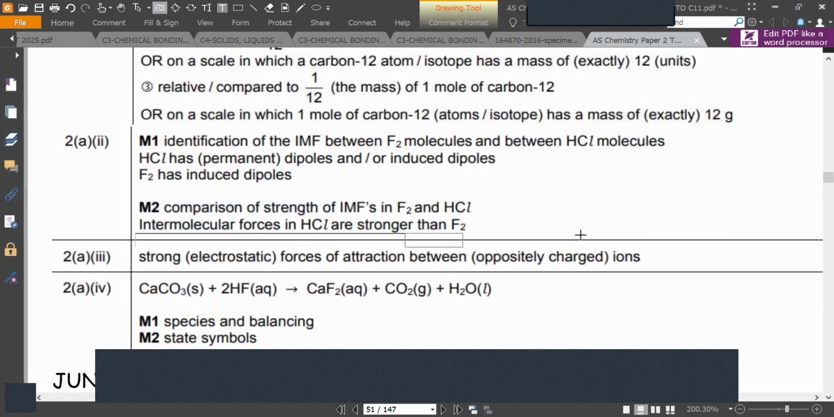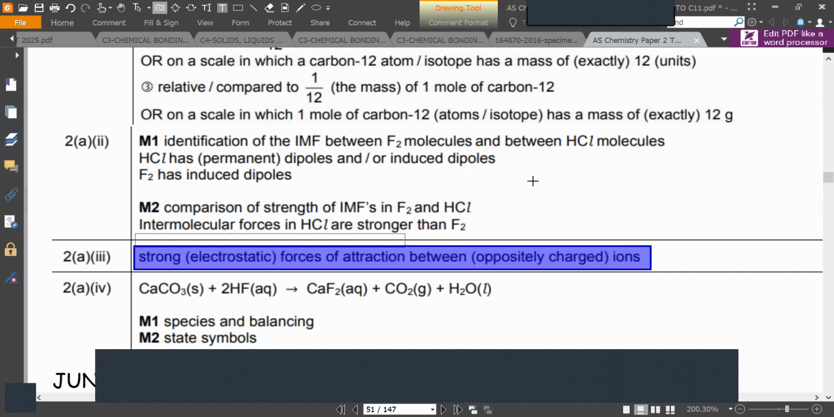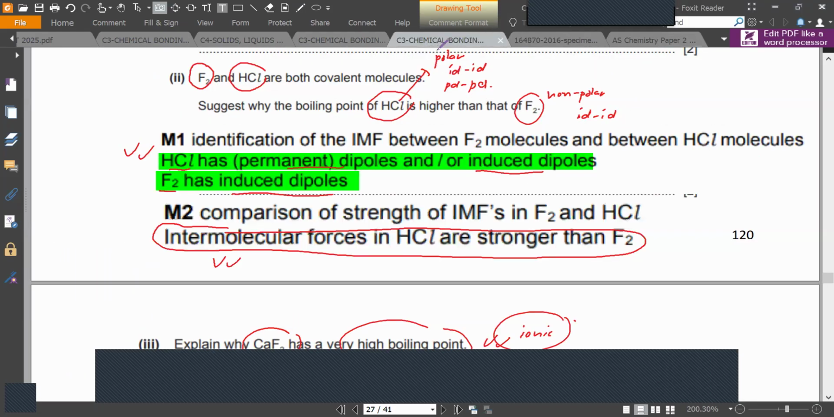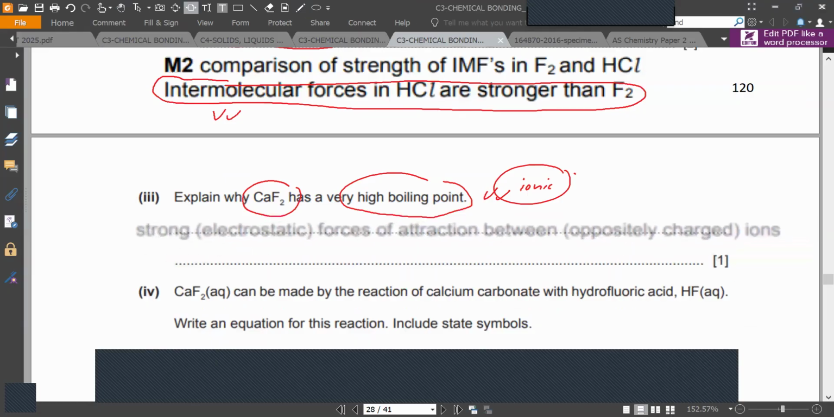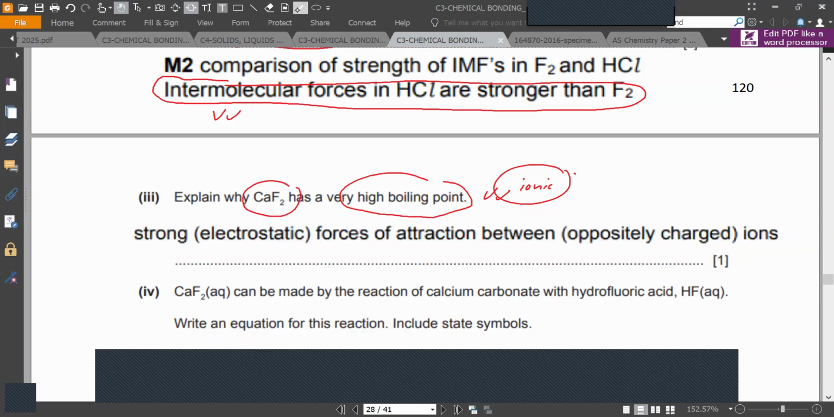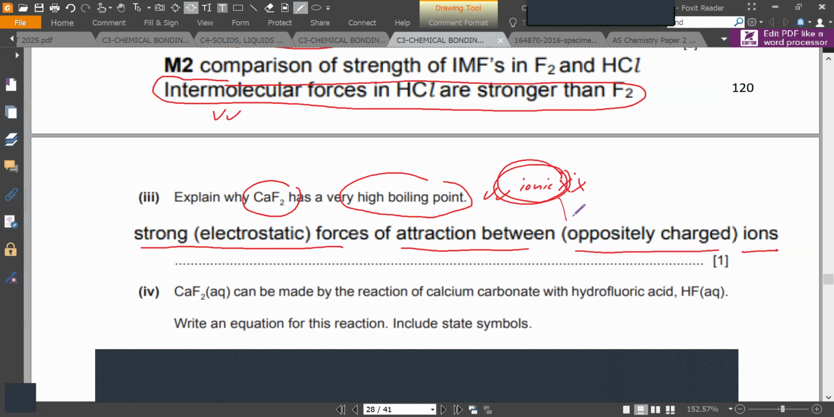Another one. Why does CaF2 have a very high boiling point? We are saying that because it's an ionic compound, but it's not enough to say that. We need to explain what an ionic compound is: strong electrostatic forces of attraction between oppositely charged ions. So that's why it has a high boiling point.